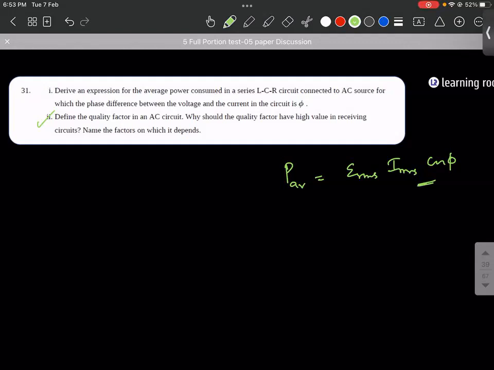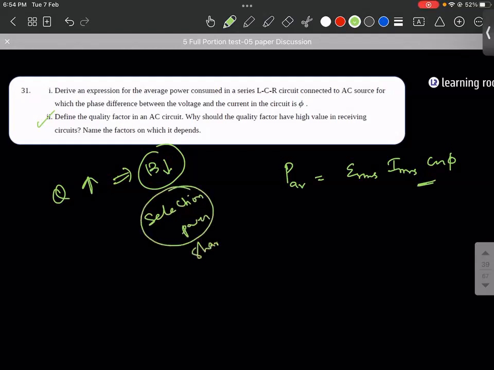So logic is simple. Quality factor is high implies bandwidth is low. When bandwidth is low, the selection power is more. Selection power, you technically call it sharpness. So sharpness will be more. Because of the sharpness, you can say that the quality factor is supposed to be high.